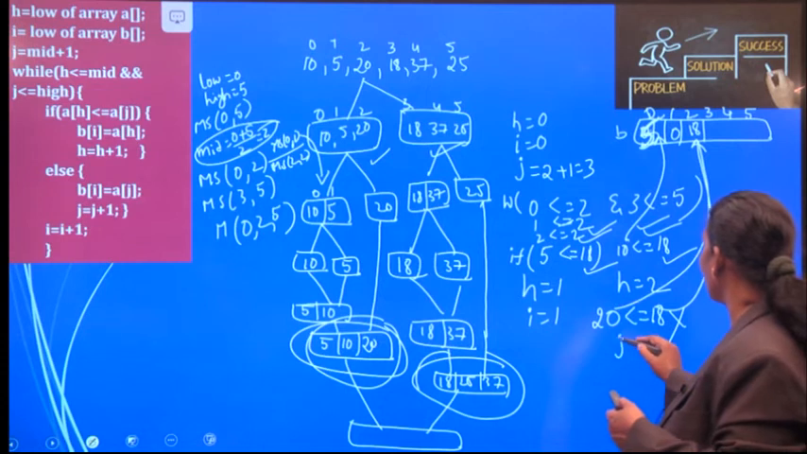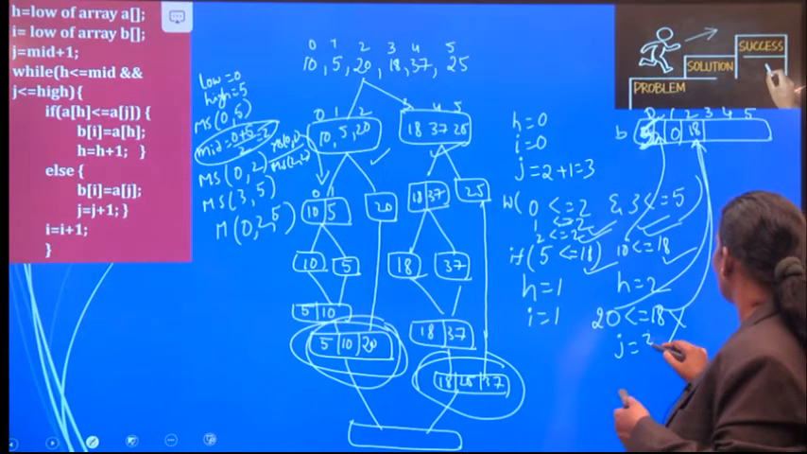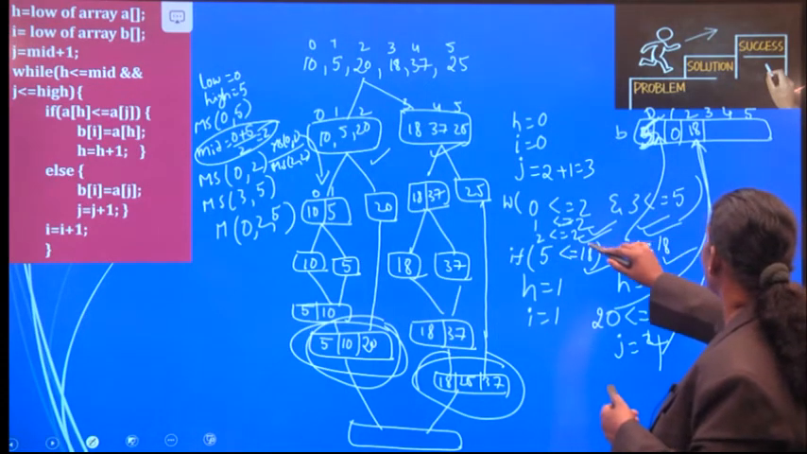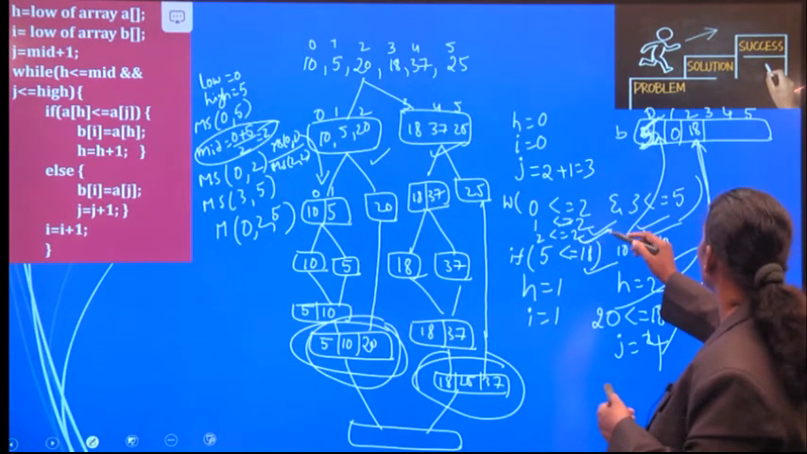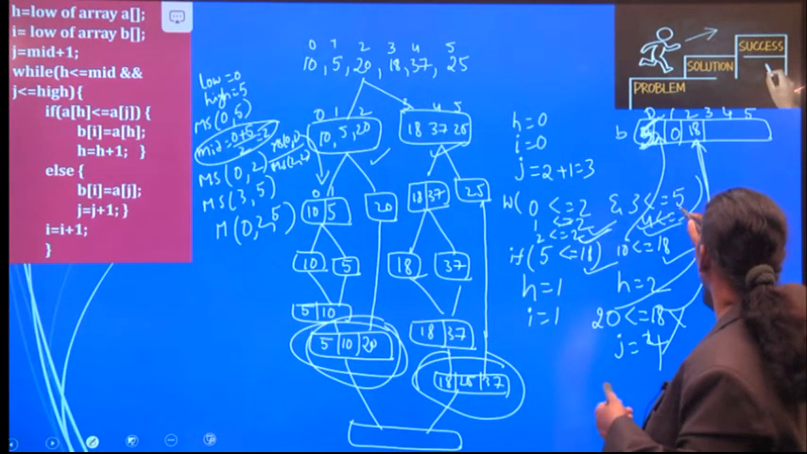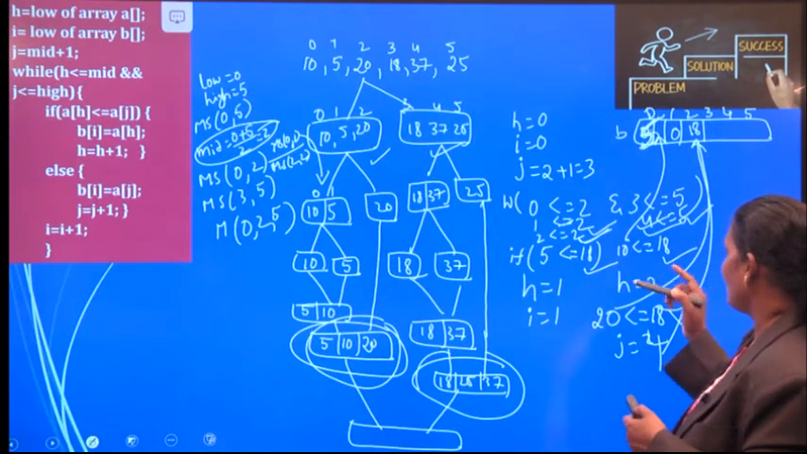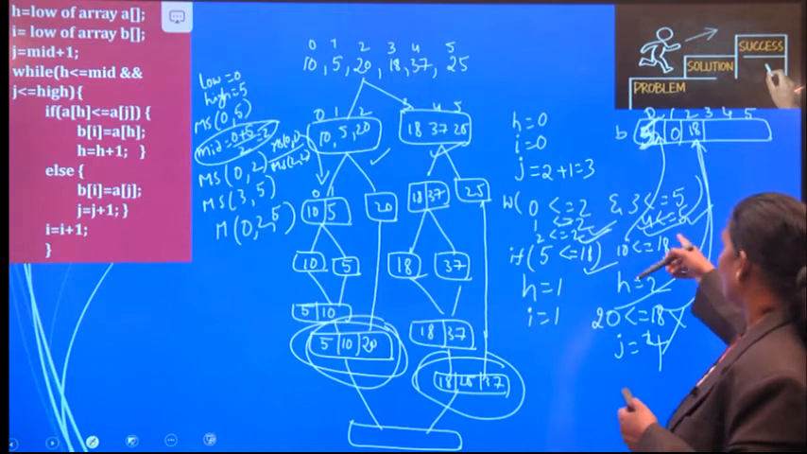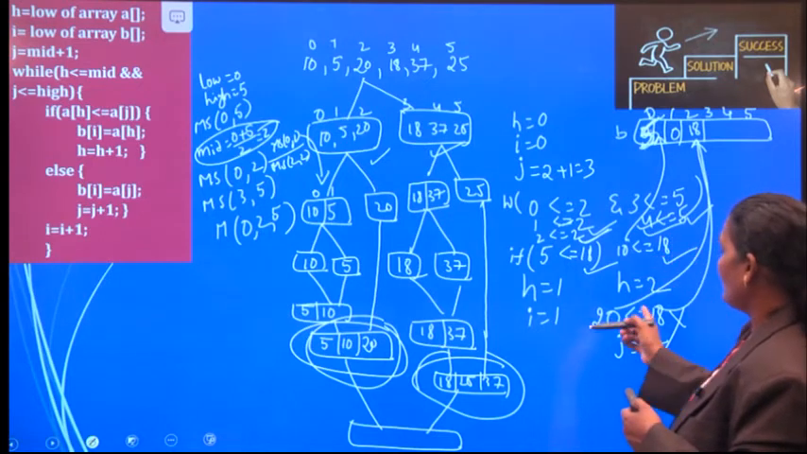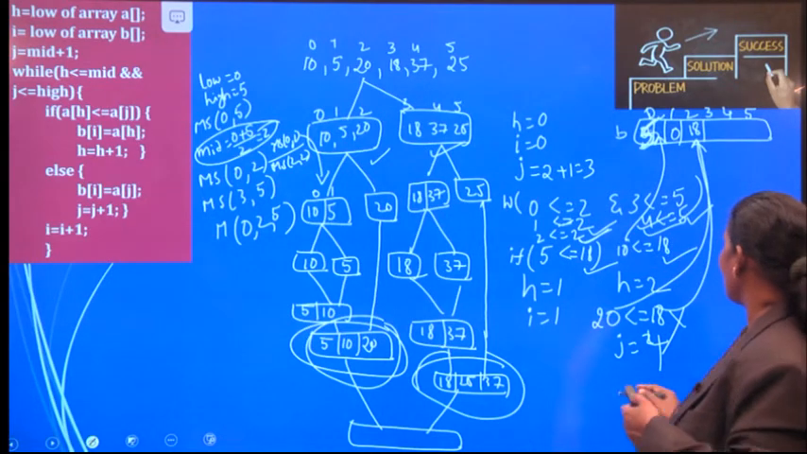In this case, the j value is incremented. The j value becomes 4. Again, we need to check the condition: 2 less than or equal to 2, and j becomes 4, 4 less than or equal to 5. Again, the condition is true. Here, the condition has not failed. Again, what is at 4? The fourth element is 25.